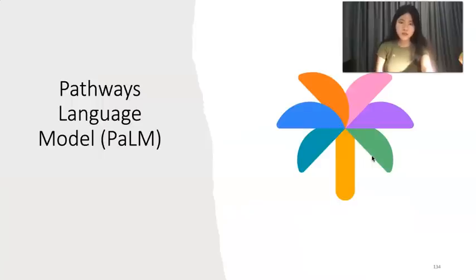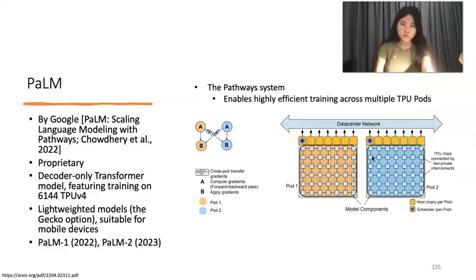And now let's just very quickly go through PaLM, the Pathways language model. So the PaLM models are an efficiently trained large language model, still using a decoder-only transformer model, but it features training on 6,144 TPU v4 chips. And their lightweight models, the Gecko option, are suitable for mobile devices. And they have released PaLM 1 and PaLM 2.